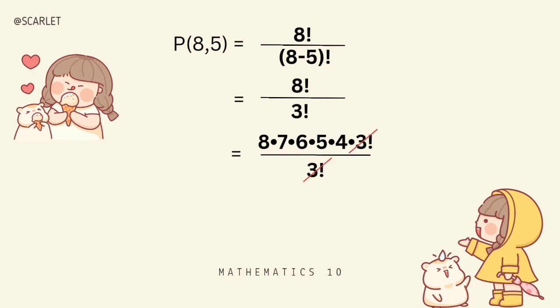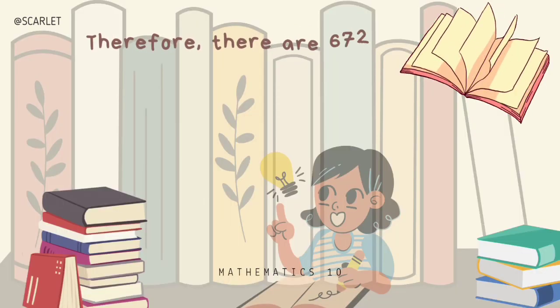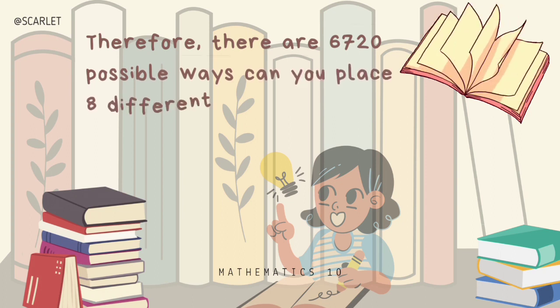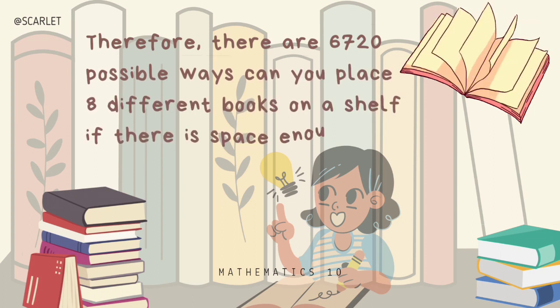If we cancel out 3 factorial, we are left with 8 times 7 times 6 times 5 times 4. 8 times 7 times 6 times 5 times 4 is equal to 6,720. Therefore, there are 6,720 possible ways you can place 8 different books on a shelf if there is space enough for only 5 books.